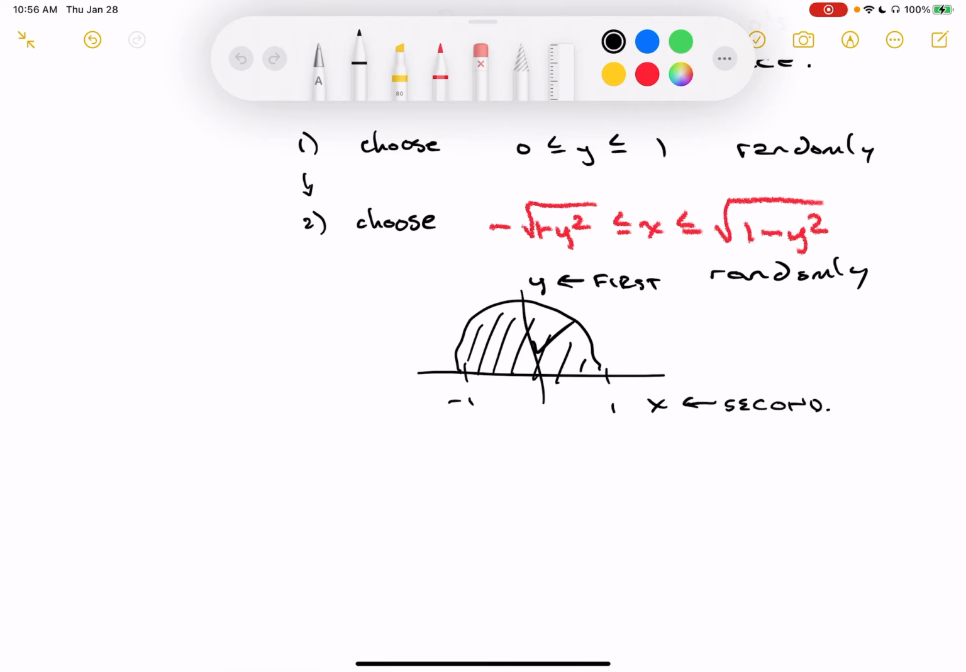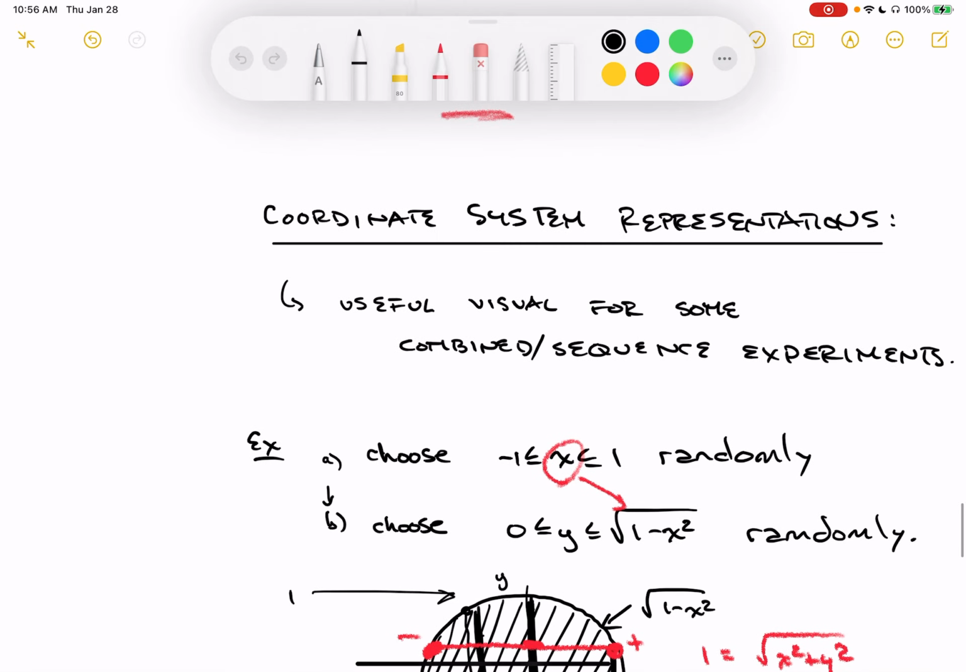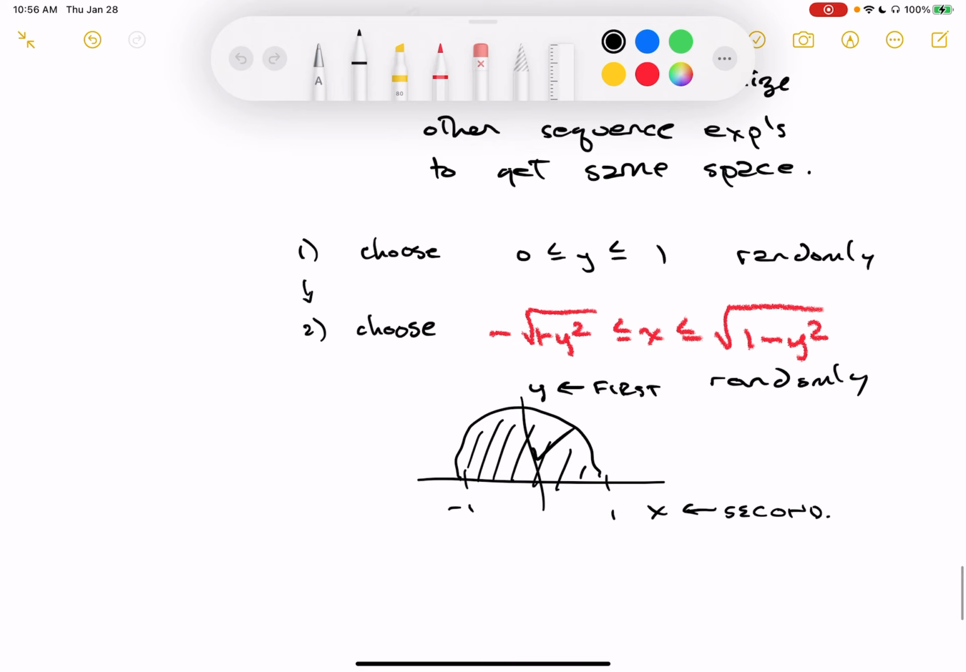So I think these graphic representations, these coordinate system representations, can help us visualize things like sequence experiments and the dependencies that might exist between elements in that sequence or sub-experiments in that sequence.